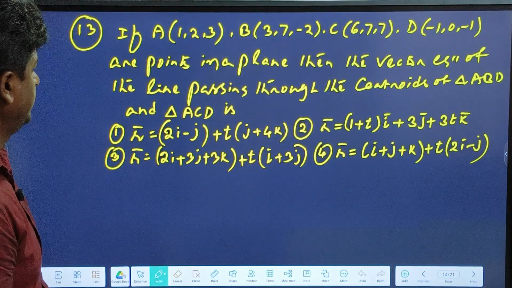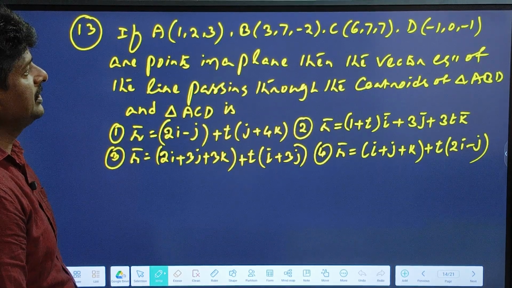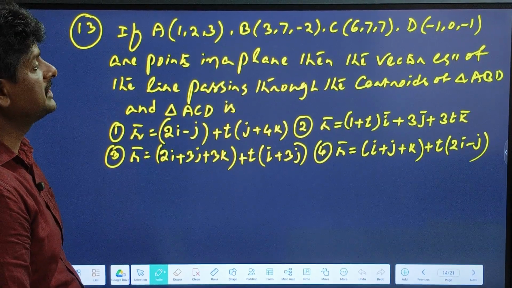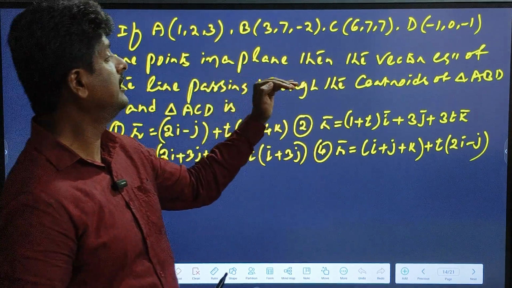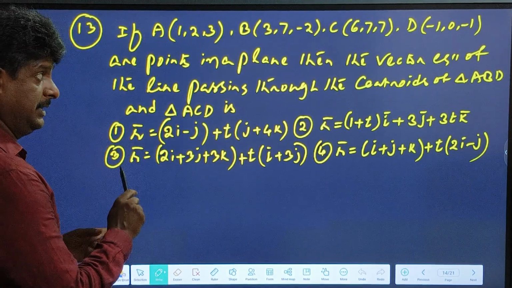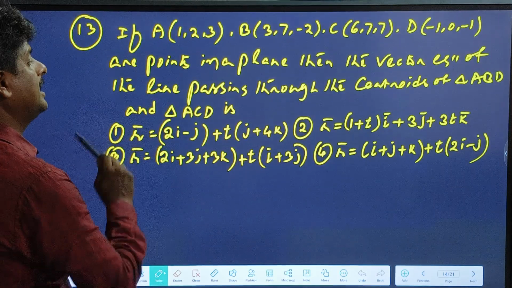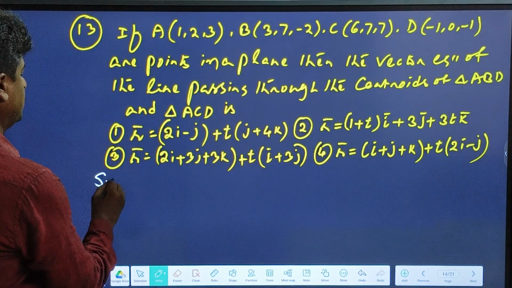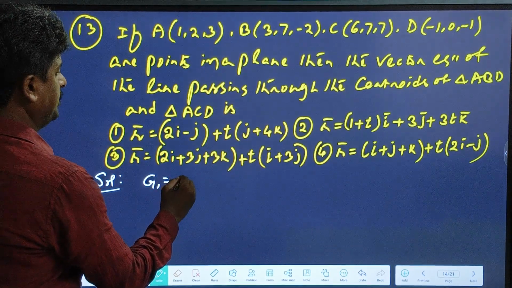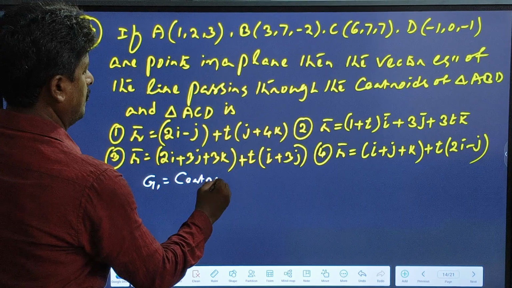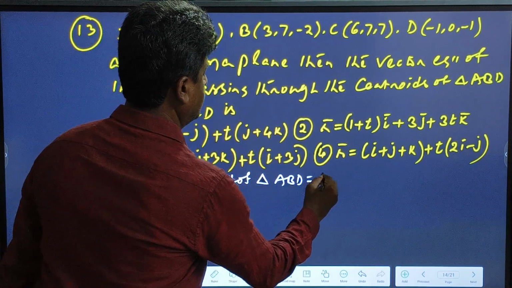Problem number 13. If capital A (1, 2, 3), capital B (3, 7, minus 2), capital C (6, 7, 7), capital D (minus 1, 0, minus 1) are points in a plane, then find the vector equation of the line passing through the centroid of triangle ABD and triangle ACD. First, the centroid of triangle ABD. Let us calculate.